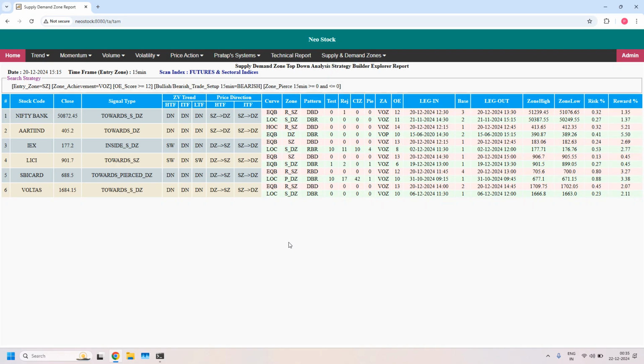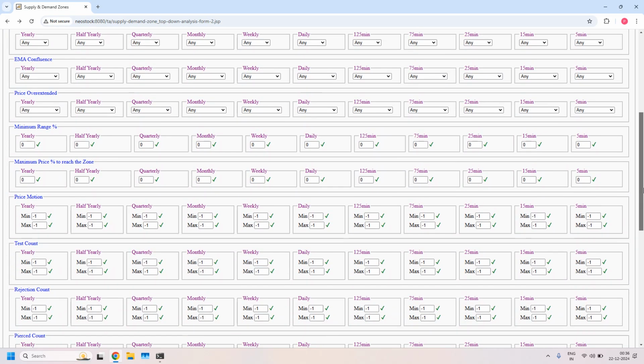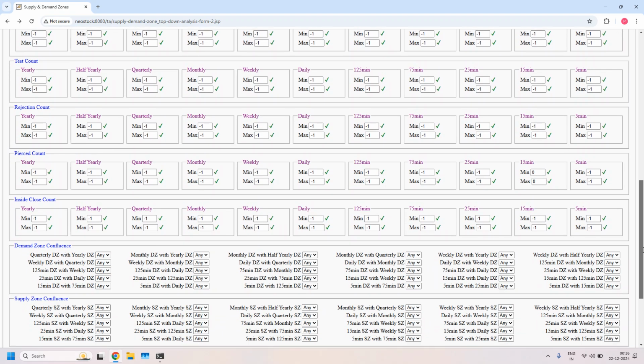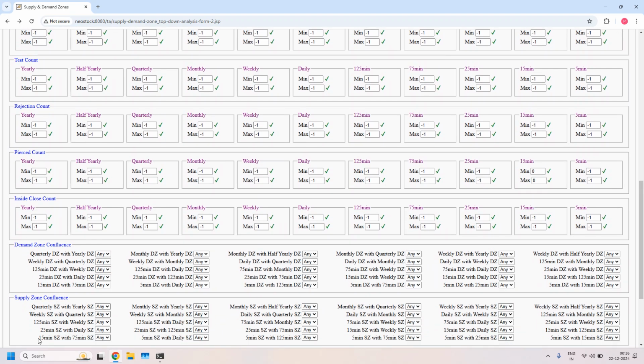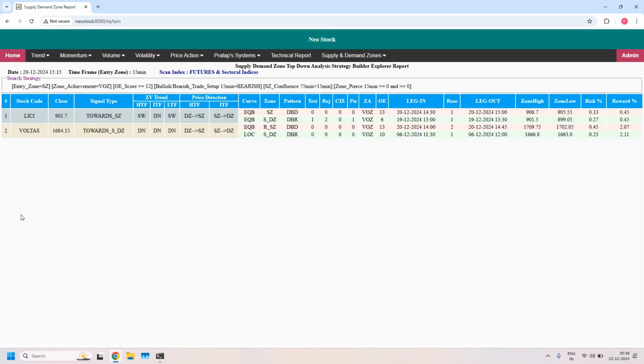So first filter is based on a 15 minute supply zone with 75 minute supply zone confluence. That is LTF and ITF supply zone confluence. So I am enabling the filter 15 minute supply zone with 75 minute supply zone confluence. With this filter, we got only 2 stocks. In these 2 stocks, these 15 minute supply zones are part of the 75 minute supply zone. 75 minutes trend is down.